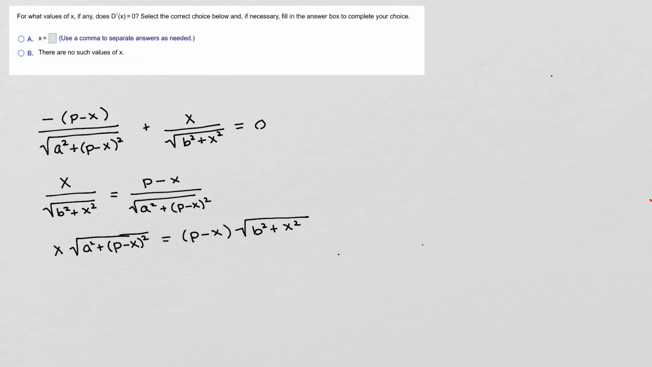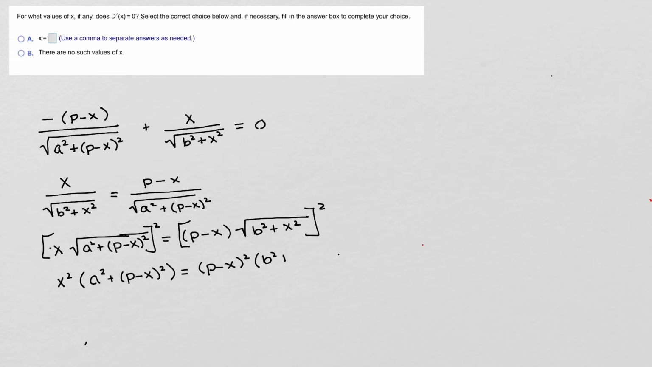So at this point, there's not a whole lot we can do because of the radicals. So what I'm going to do is I'm going to square both sides. And that gives me x squared times A squared plus (P minus X) squared. So the square cancels out that radical, and then the x is, of course, squared. And then we have (P minus X) squared times B squared plus X squared.